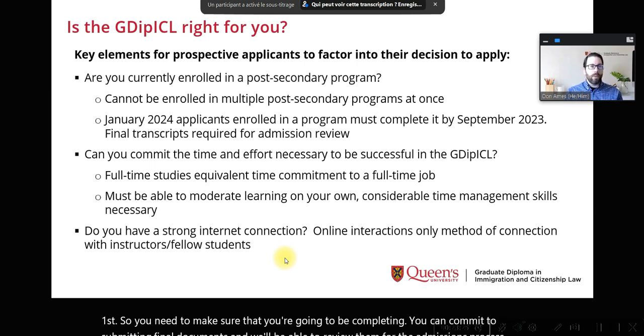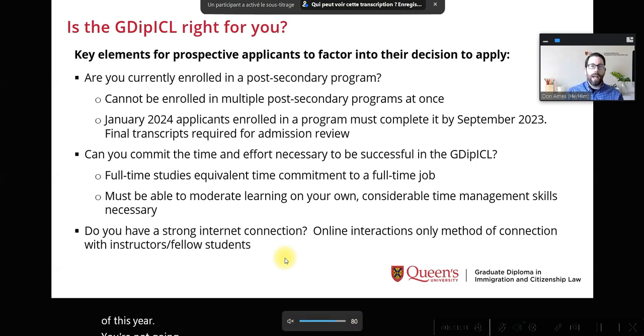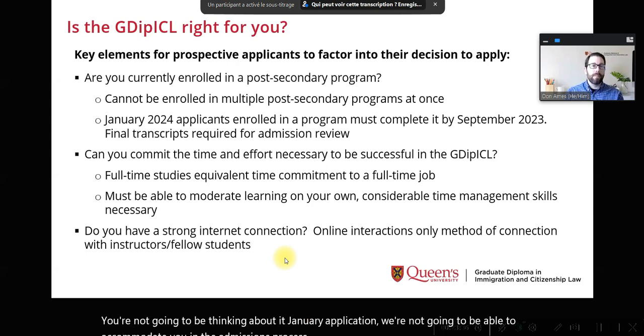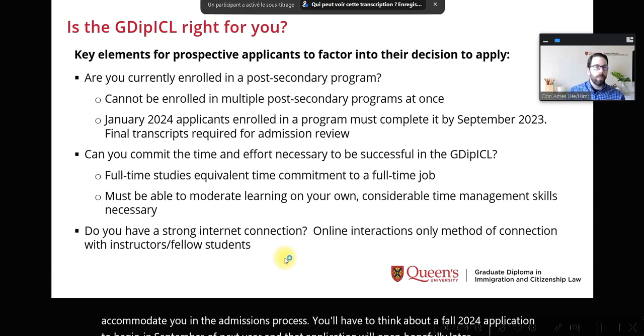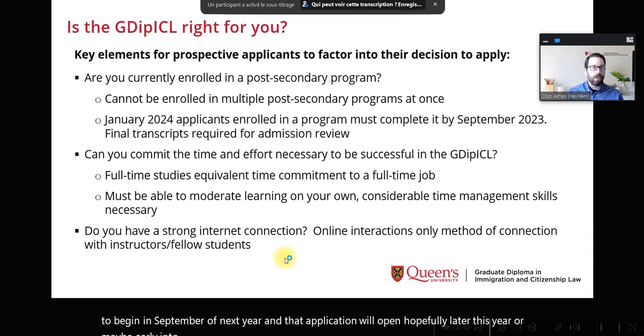So if you're going to be going into a program that's going to finish up maybe October or November of this year, you're not going to be thinking about a January application. We're not going to be able to accommodate you in the admissions process. You'll have to think about a fall 2024 application to begin in September of next year. And that application will open hopefully later this year or maybe early into 2024. Watch our website for more information about that cycle.